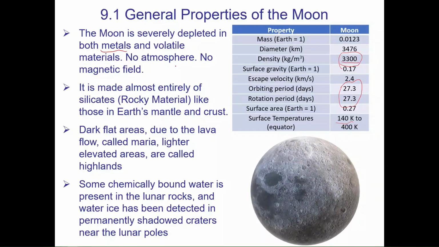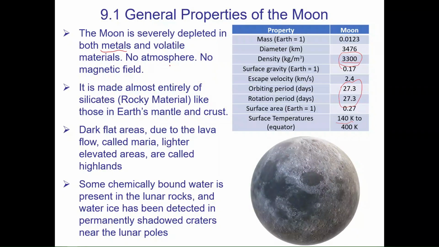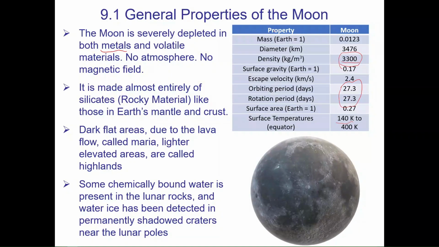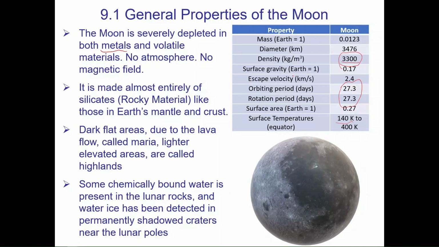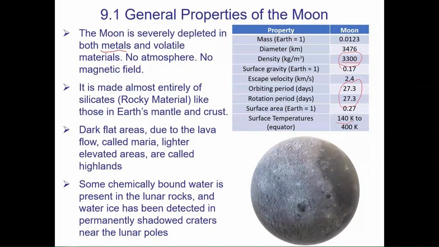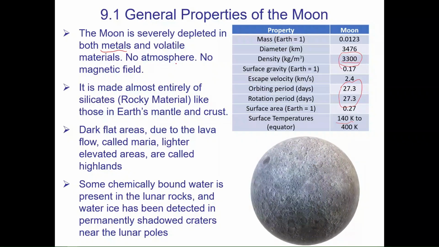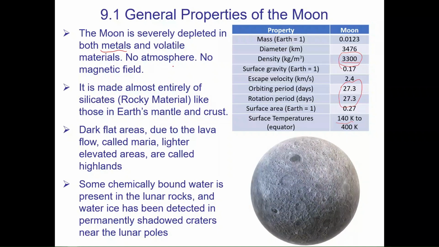The bigger planets, as we will learn later, for example Jupiter and Saturn, are big enough. They have much higher gravity, so they can basically keep the lighter gas molecules, for example hydrogen and helium, around.